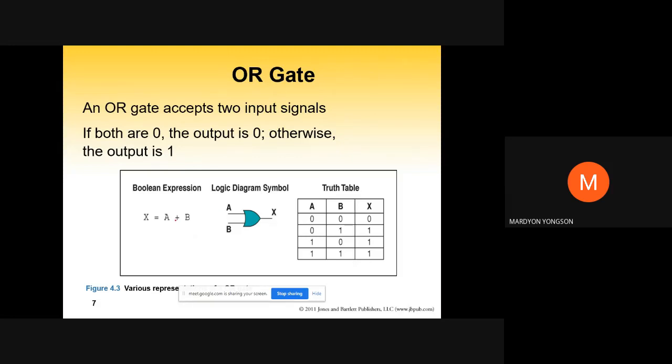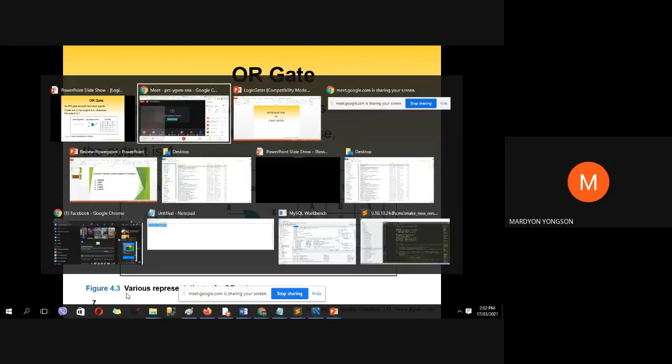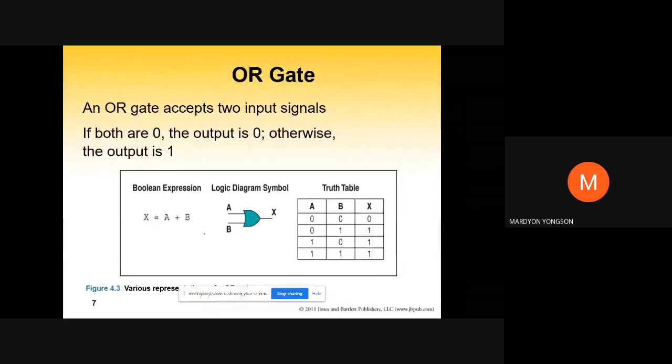So for OR gate, ano naman yung arithmetic operation na ginagamit natin? Addition po, sir. Okay, so correct. For OR gate naman, we use addition, kung saan pinagpa-plus natin yung mga inputs. So dito, yung Boolean expression niya, makikita nyo we have x equals a plus b.